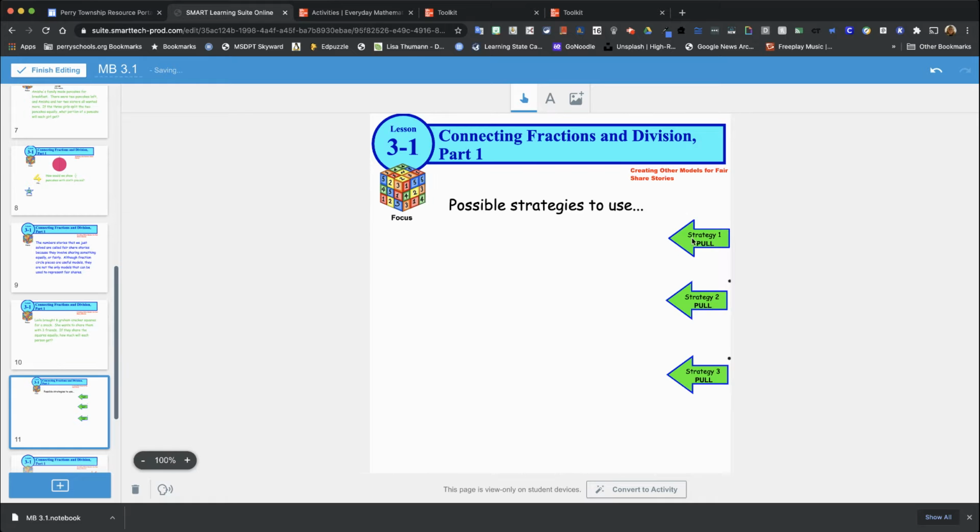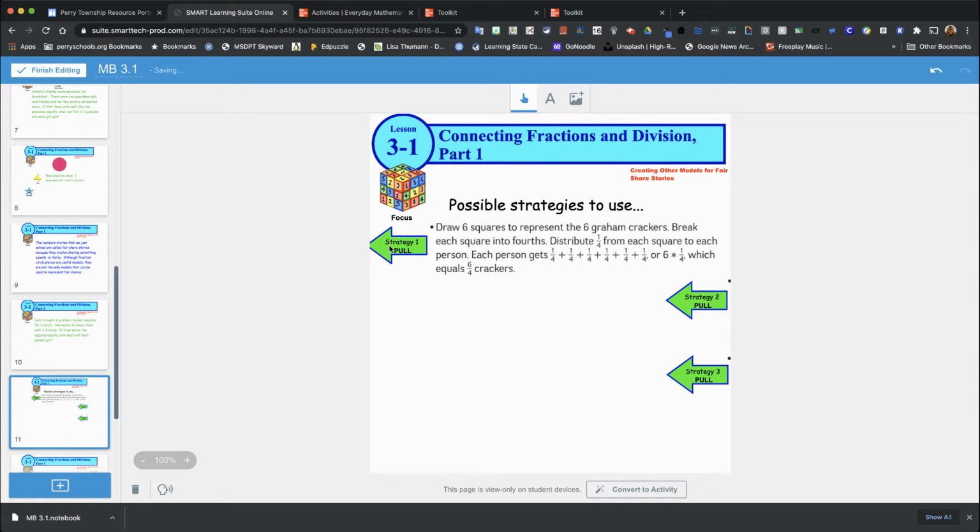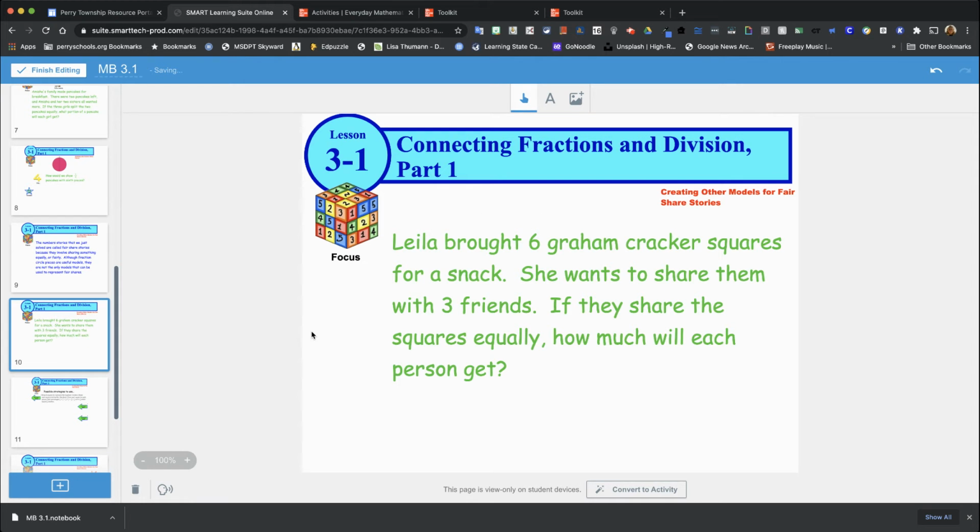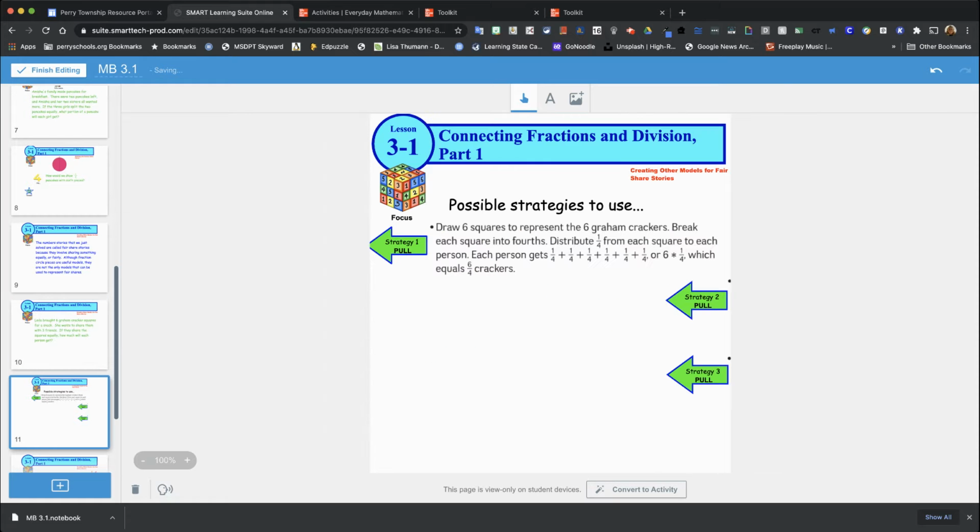So what you'll see here is some possible strategies. We can draw 6 squares to represent the 6 graham crackers. Break each square into fourths because there are 4 people, not just 3. Because if we look back at this, Leela wants to share them with 3 friends. So it's Leela plus 3. That gives us the 4 total. So we can distribute 1/4 from each square to each person. Each person is going to get 1/4 plus 1/4 plus 1/4 plus 1/4 plus 1/4 plus 1/4. Or that's the same thing as taking 6 times 1/4, which tells us each person is going to get 6/4. They're going to get more than 1 graham cracker.